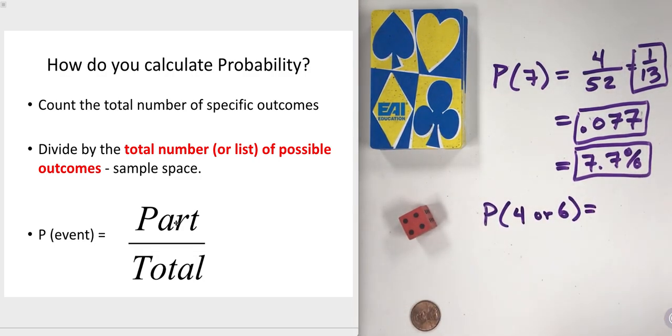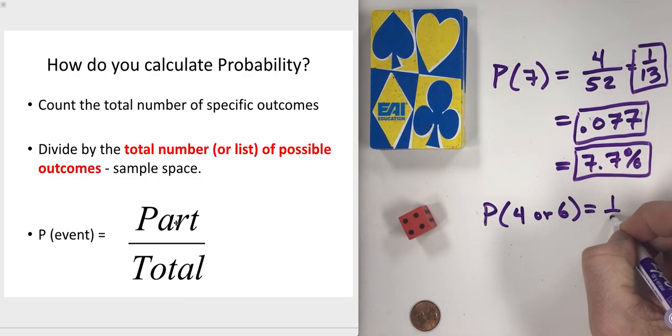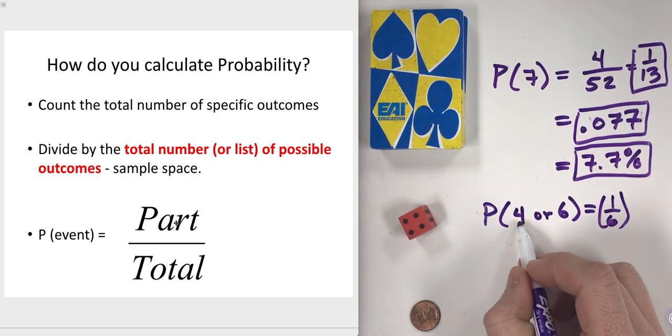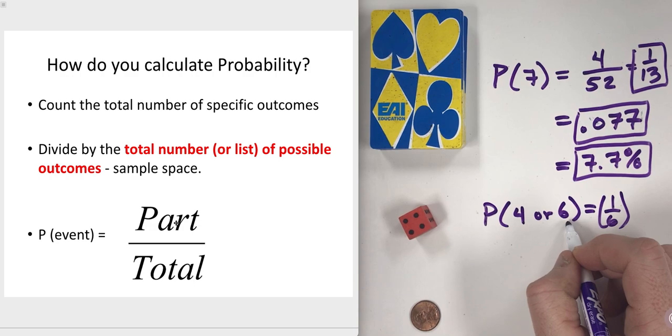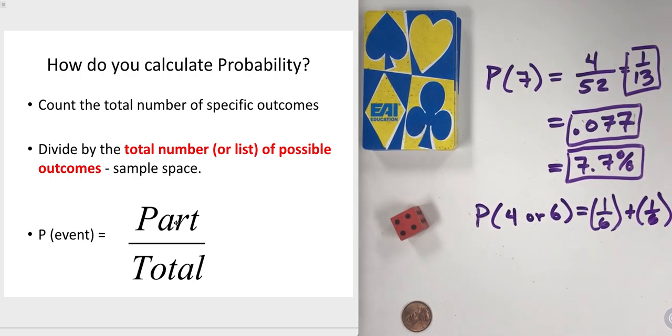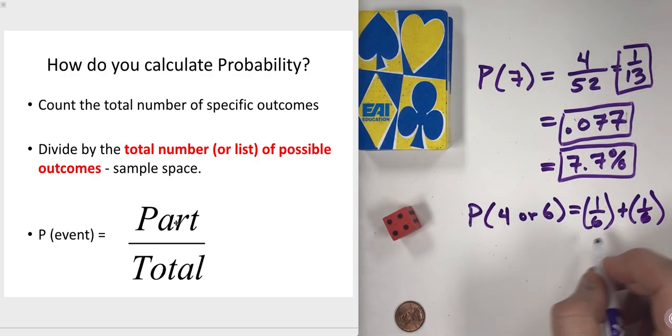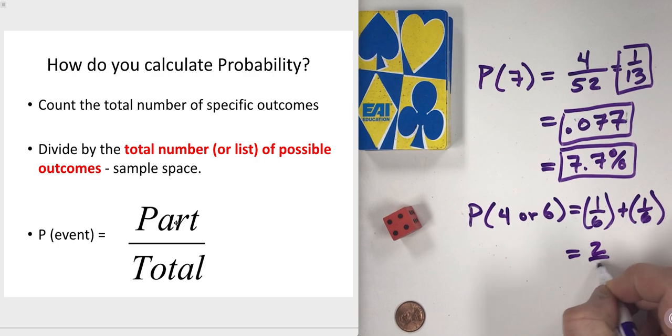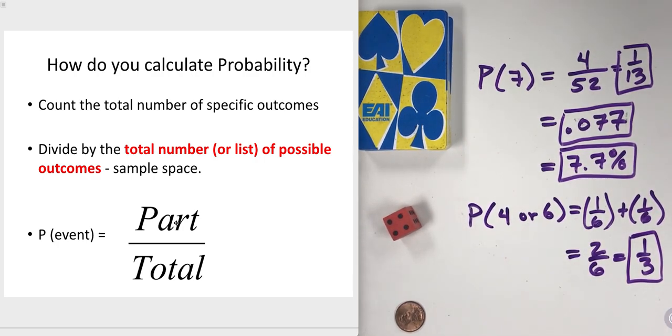So what that looks like in an or situation is you take the chances of the first one happening, which is 1/6. There's a 1/6 chance you're going to roll a 4, and then you add the chances of the other one, so plus 1/6. So it's 1/6 plus 1/6, and if you simplify and add, you're going to get 2/6, which then reduces down to 1/3. So 1/3 is the fraction answer. You could also write it as 0.3 repeating, and so on.